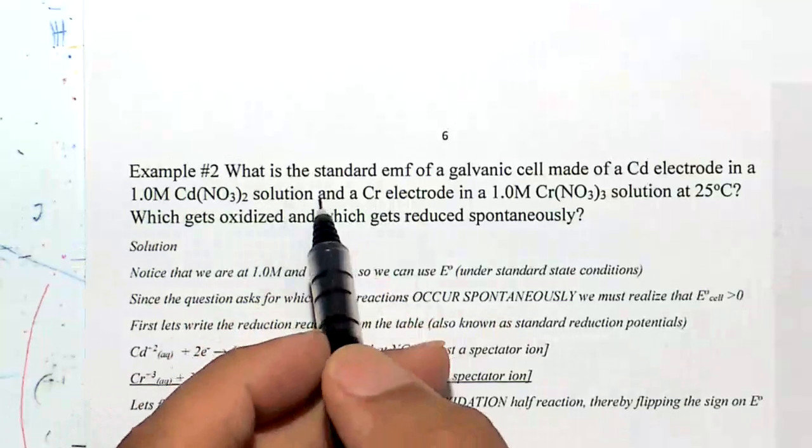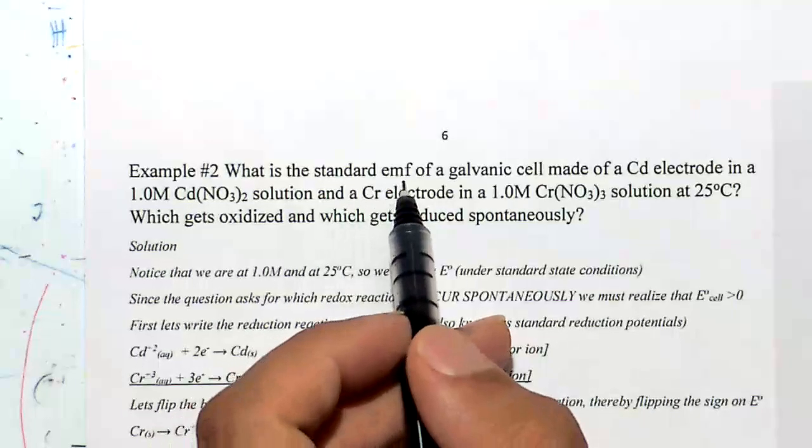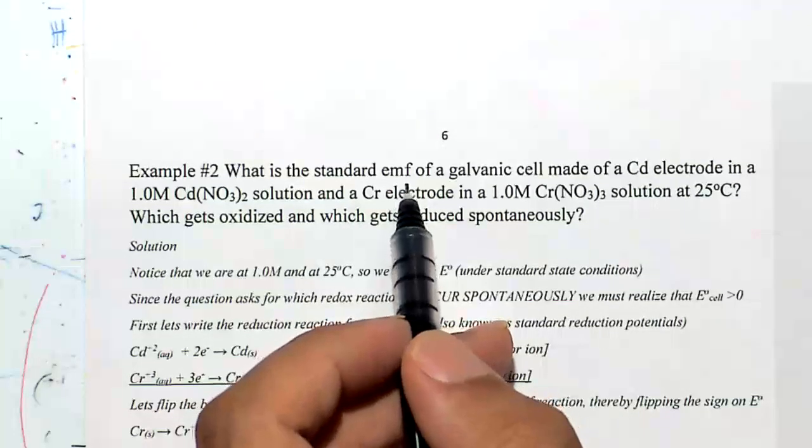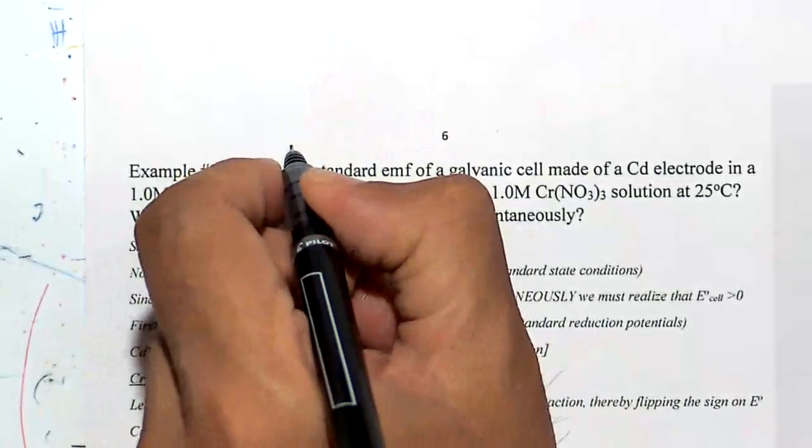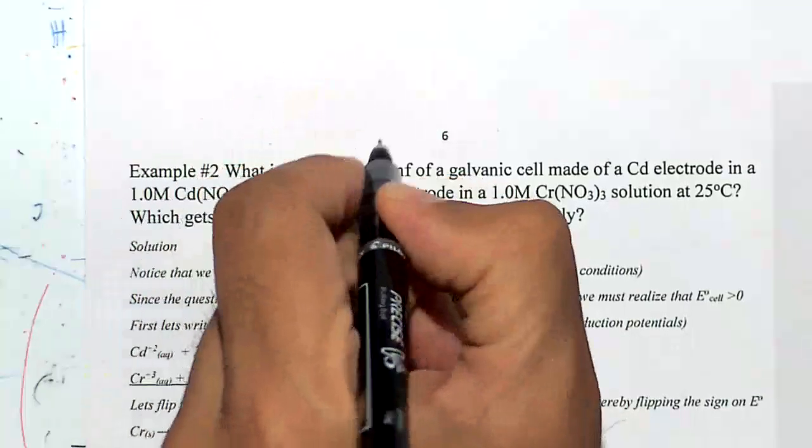Okay. So what is the EMF of a galvanic cell? EMF stands for electromotive force. It's just a fancy way of saying voltage.